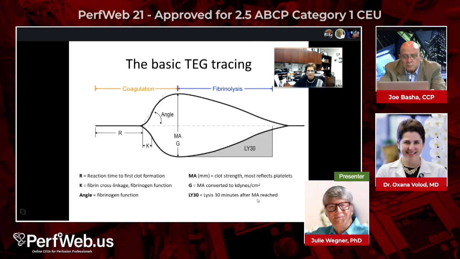And so let's look at what the basic TEG tracing will show you. This is a kind of a cartoon version of what a TEG tracing looks like. The first half is the coagulation process, and then once it reaches maximum strength, if fibrinolysis is present or active in the blood sample, then you'll see that clot break down. And again, here are all the different parameters tested, and I'm going to go through these.